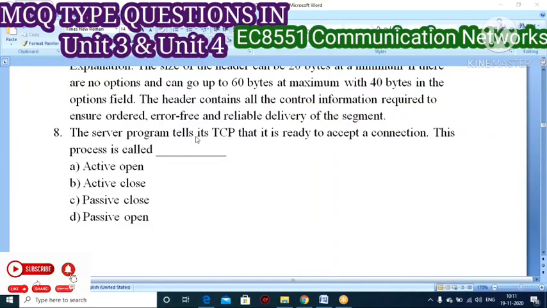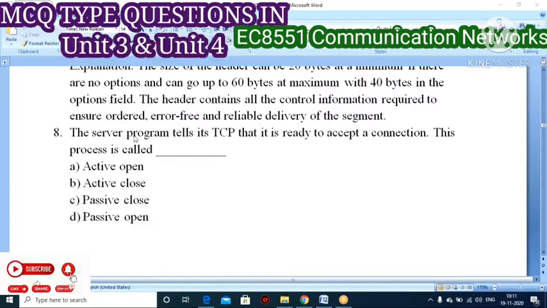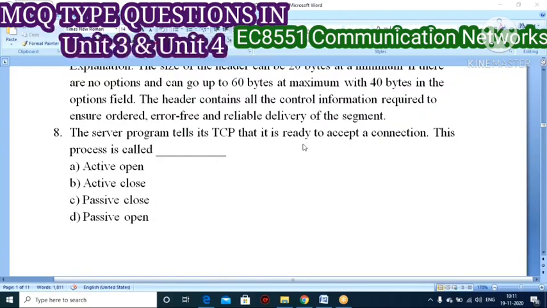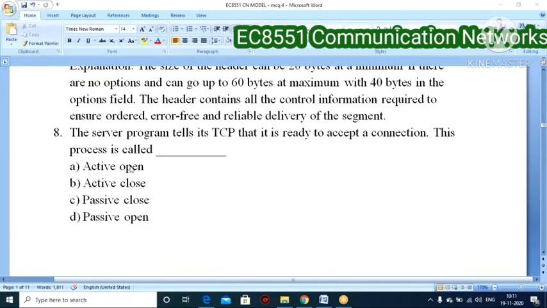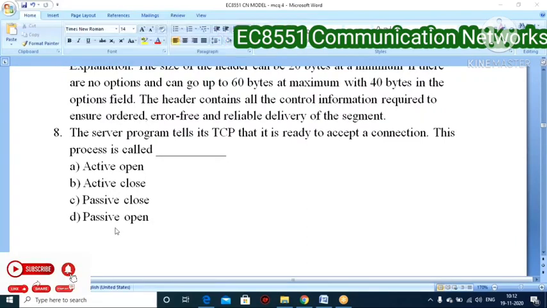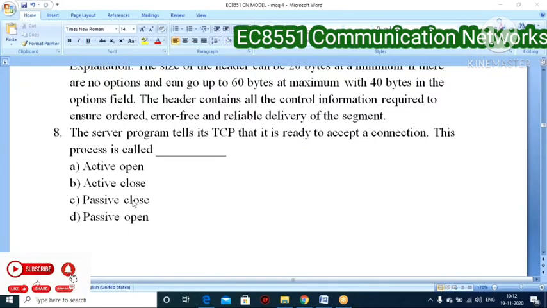The server program tells its TCP that it is ready to accept a connection. This process is called dash: active open, active close, passive close, or passive open. The server program tells TCP it is ready to accept a connection. So what is this process called?